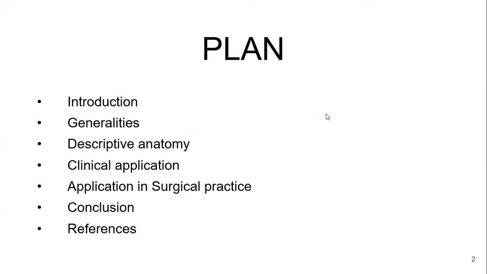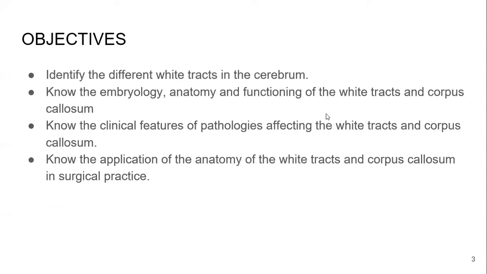First, we have our plan, which involves introduction, generalities, descriptive anatomy, clinical application in surgical practice. We have a conclusion and then the references. For the objectives, first, we have to know how to identify the different white tracts in the cerebrum, know the embryology, anatomy, and function of the white tract.